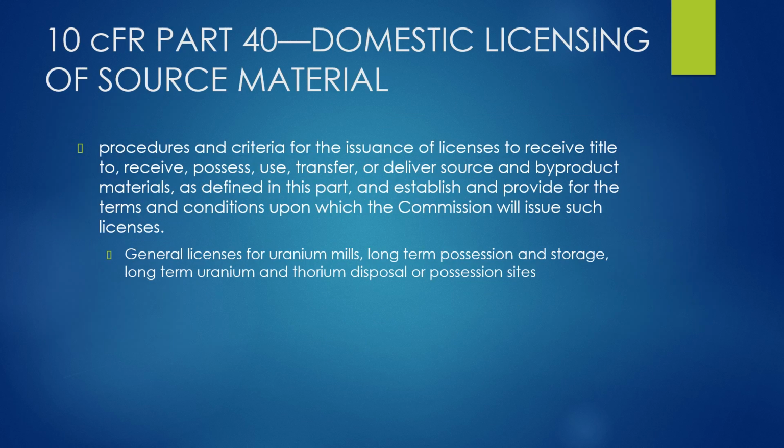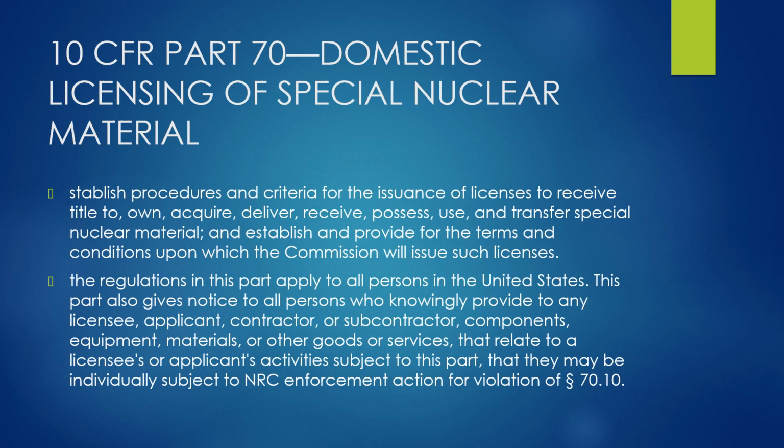10 CFR Part 40 has to do with procedures and criteria for the issuance of licenses to receive title to, receive, possess, use, transport, or deliver source material. It establishes procedures and criteria for the issuance of licenses to receive title to, own, acquire, deliver, receive, possess, and so on, and the terms and conditions upon which the Commission will issue licenses. So it's really just talking about domestic use of nuclear material.